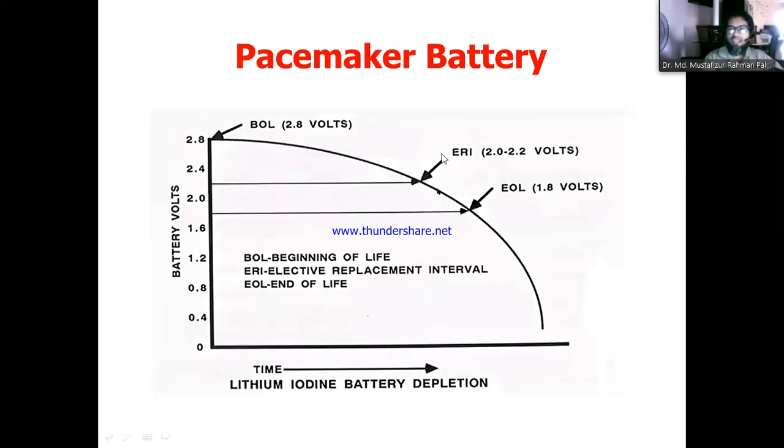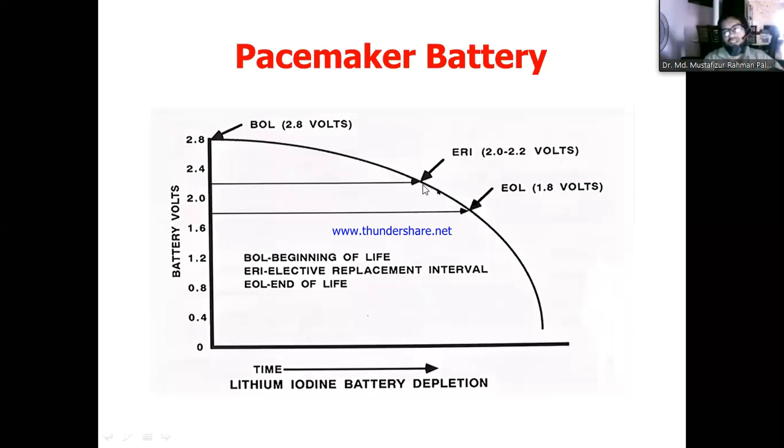So at this stage, we have to replace the battery. It indicates that the battery's life is gradually ending, and it will not work for a very long time. As such, monitoring is very essential for the patients, at 6 monthly or yearly intervals, to notice what the ERI level is and how much longer it will work. If it is showing around 2 or 2.2 volts, we will assume that the ERI has been reached, and we will tell the patient to change the battery.